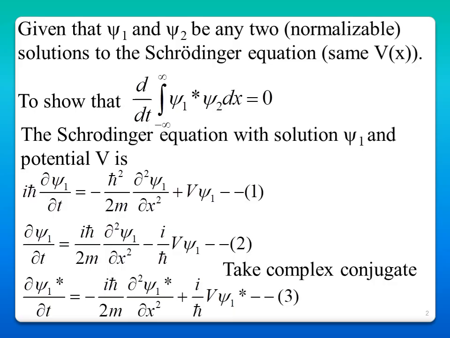Now if you take the complex conjugate, then ∂ψ1*/∂t is equal to minus iħ/2m ∂²ψ1*/∂x² plus i/ħ Vψ1*. Since we need ψ1*, I have taken the complex conjugate.